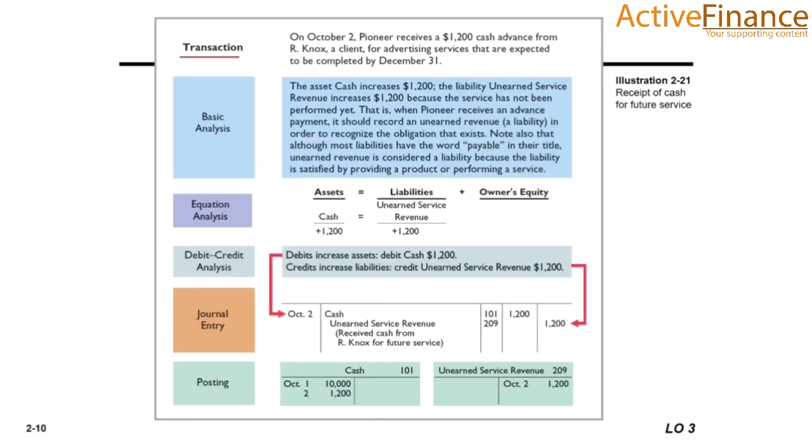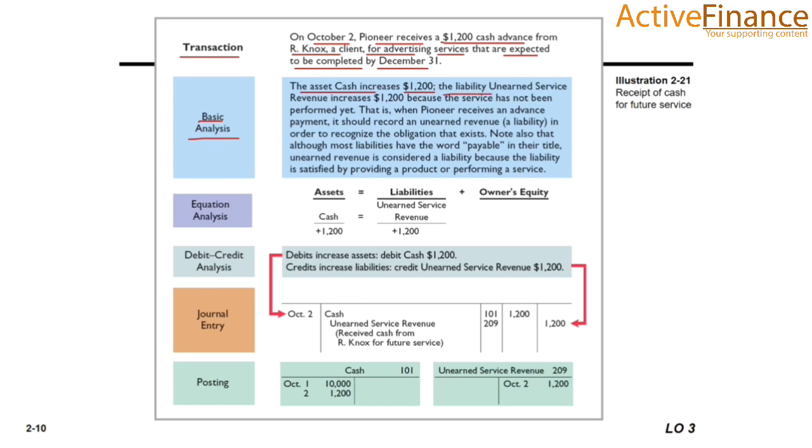So in the third transaction, on October 2, Pioneer receives a 1,200 cash advance from Knox, a client, for advertising services that are expected to be completed by December 1st. So this is the basic analysis of the transaction. The asset cash increased by 1,200 because Pioneer receives the cash in advance.